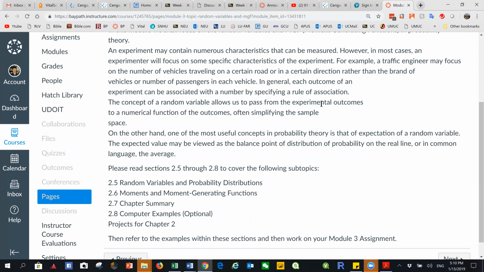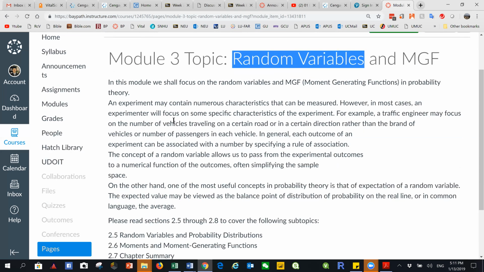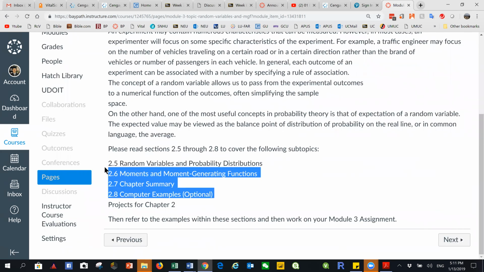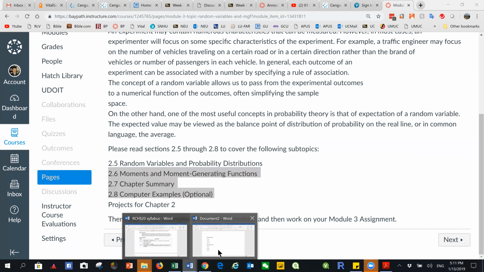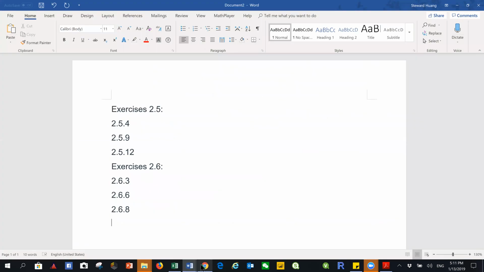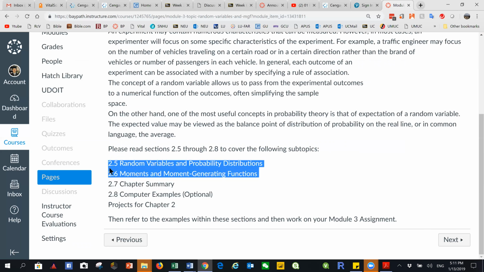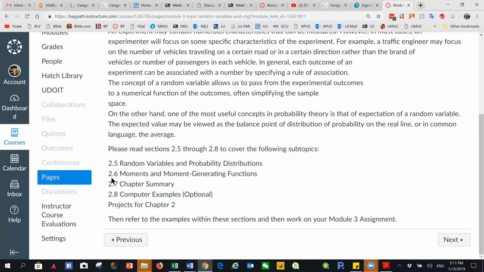So stay with me, and we will cover these chapters. Basically, actually, I only have assignment for 2.5 and 2.6. So focus on 2.5 and 2.6 on random variable and the moment generating functions.